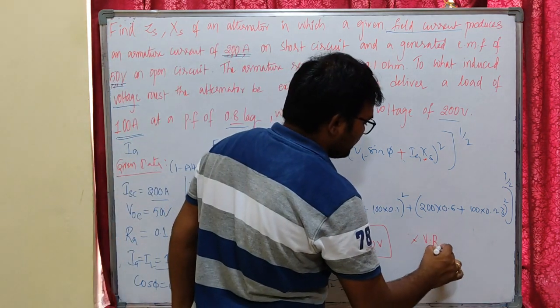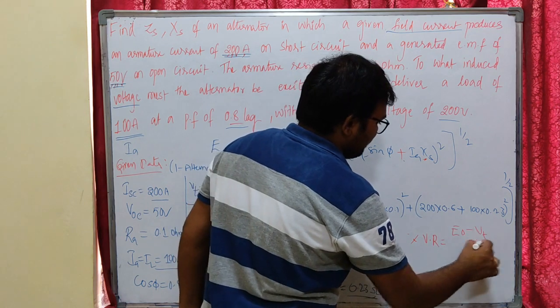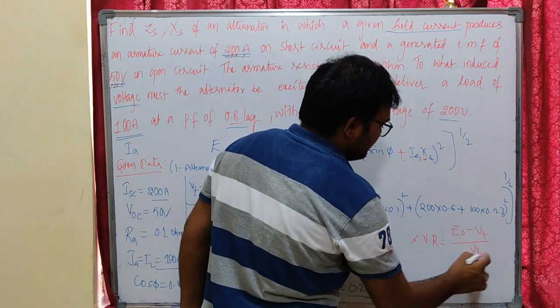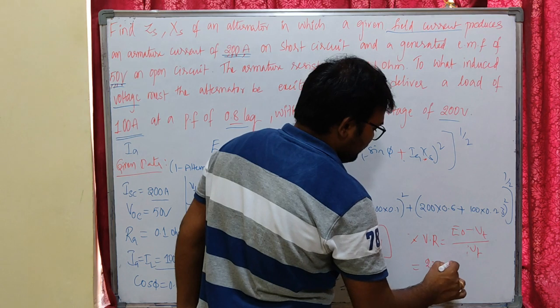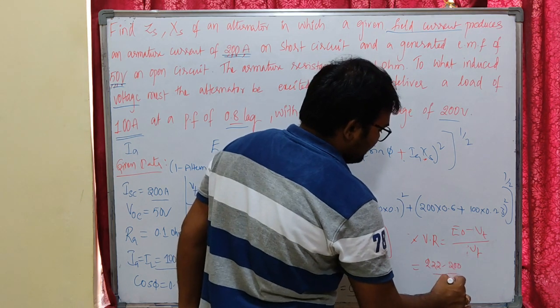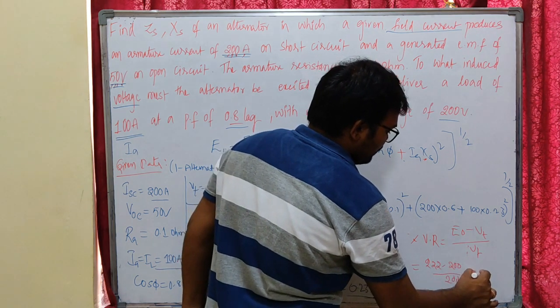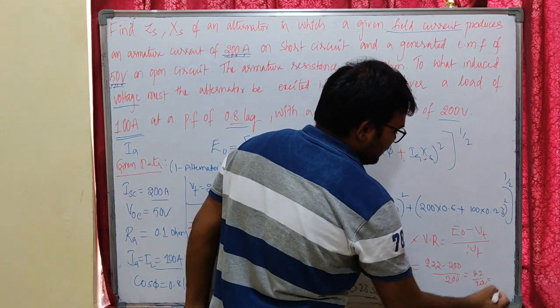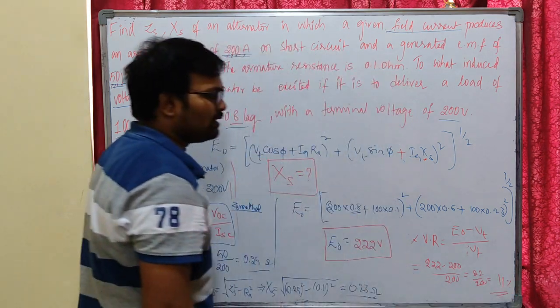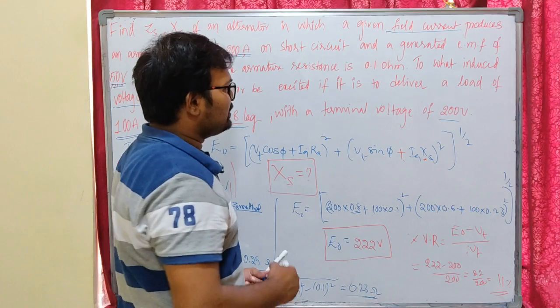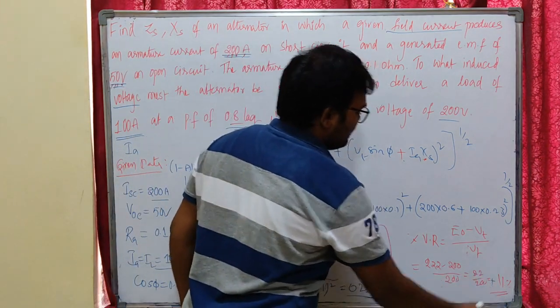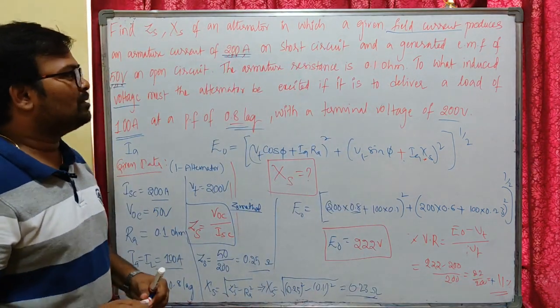So this is how you find the generated voltage, so that you can also find the percentage voltage regulation, that is E0 minus Vt by Vt. Here it will be 222 minus terminal voltage 200, by 200, that is 22 by 200, which becomes 11%. The voltage regulation is 11%, and it should be positive because it is a lagging power factor. So that is about the synchronous impedance method.